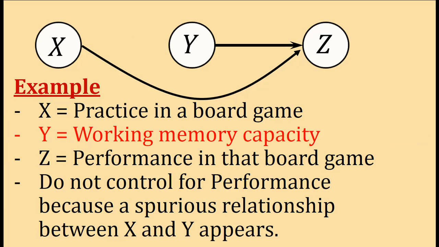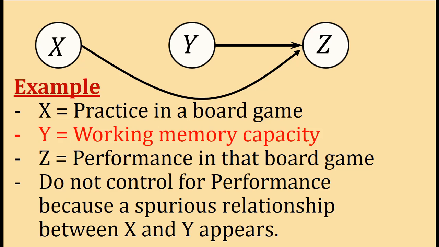There is another example which goes in the opposite way. In this case, we change Y. Instead of having knowledge on the board game, we've got working memory capacity. So in this model, because there is no arrow between X and Y, we are saying that X and Y are not related. So practice in a board game will not increase working memory capacity. But we are saying that practice in that board game increases performance in that game. And working memory capacity also has an influence on performance in that game. But X and Y are not related.